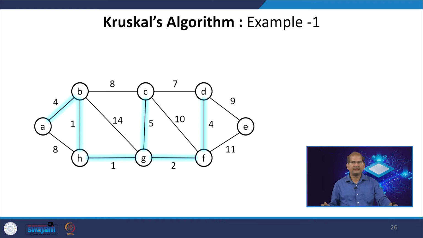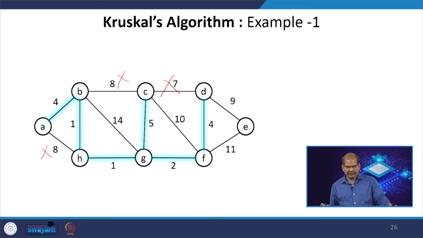If I select 7, which is connecting node C and D, that is creating a cycle. So, this is not allowed. Now, after 7 I have 8. If I select B C, then it is creating a cycle. So, the 8 is not allowed. Similarly, if I look at the other 8, A and H, this is also creating a cycle. So, this is not allowed.